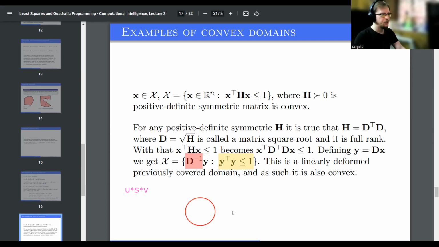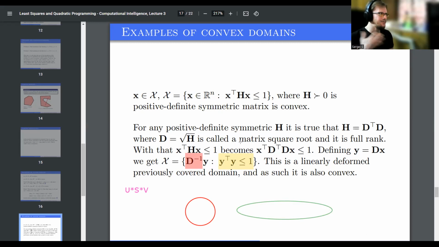So what will happen to this thing? First it will be rotated, which will do nothing. Then it will be stretched, and then it will be rotated one more time. So the result might be something like this, oriented in different ways. But yes, this is an ellipsoid.